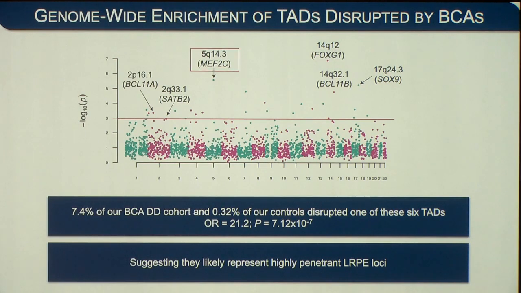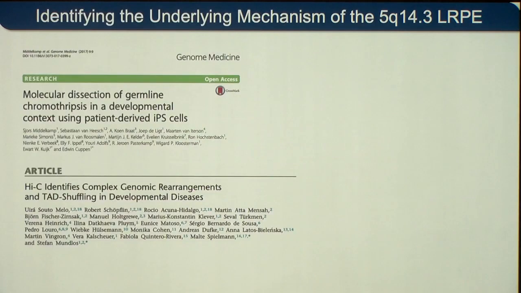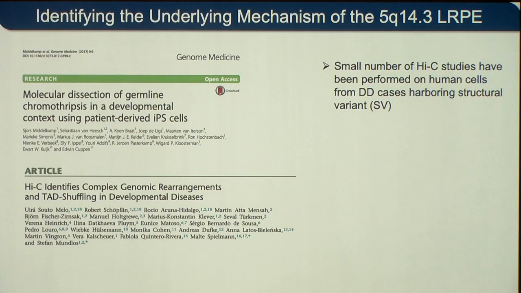And I'm just going to step back for a minute and focus in on our favorite 5q14.3 region, because we wanted to functionally demonstrate that the disruption of 3D chromatin could be responsible for the positional effect at this locus by performing Hi-C on some of these patient cell lines. So to date, there have only been a very small number of studies that have performed Hi-C on cases with developmental disorders and a known structural variant. And to date, they've been unable to isolate the impact of the heterozygous structural variant on the chromatin architecture.